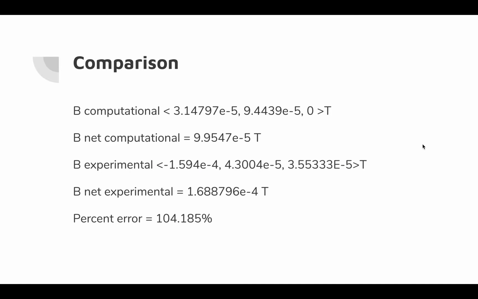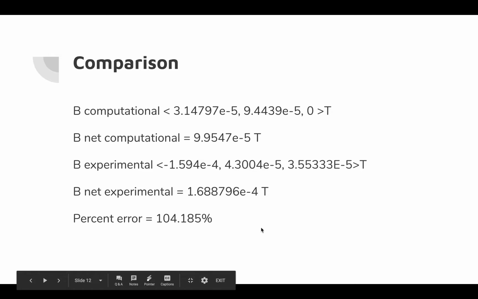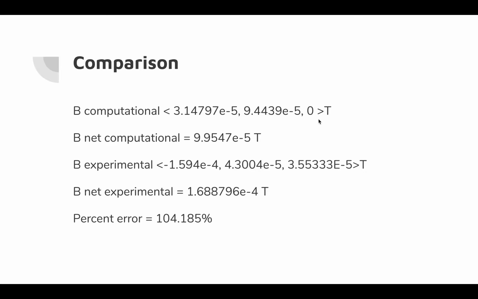To compare the value I got for the computational magnetic field to the experimental magnetic field, I used percent error, and this percent error is very high, likely because the experimental had a z component that contributed to the overall magnitude, whereas the computational model did not have a z component at all.